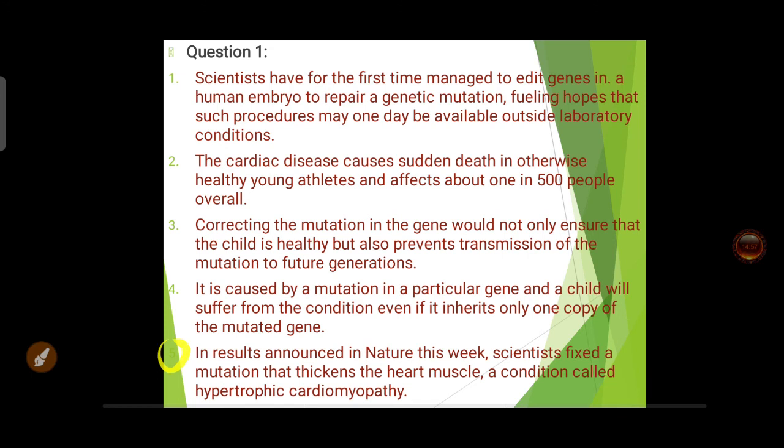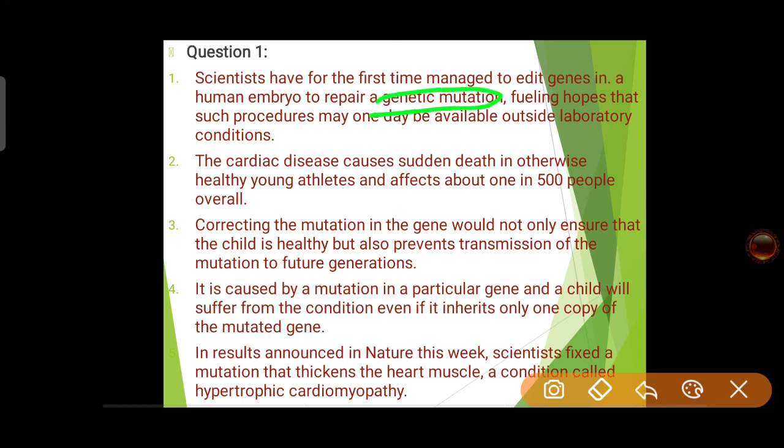So in 5th point we can easily understand, in results announced in Nature this week, scientists fixed a mutation. Fixed means they corrected the mutation that thickens the heart muscle, a condition called hypertrophic cardiomyopathy. Okay, this is a kind of condition. So this is a genetic mutation. We have already talked about genetic mutation.